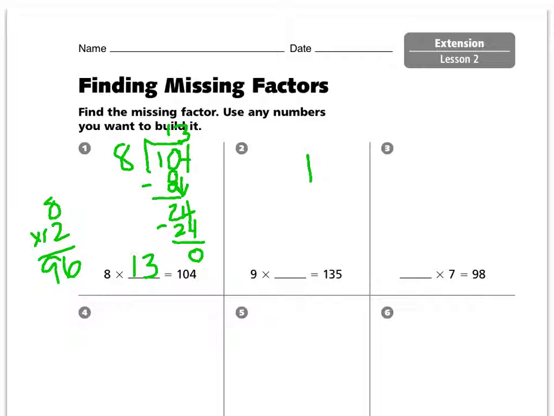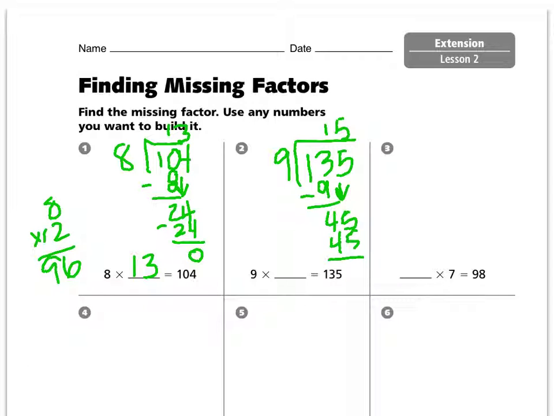I'm going to use the same method for number 2, 135 divided by 9. I know it goes in one time. 9, subtract, 4 is left over, bring down the 5. I know 9 goes in there 5 times. 45, subtract, and you get 15 as your final answer. 9 times 15 equals 135.